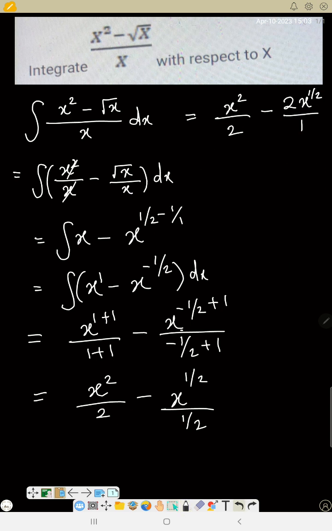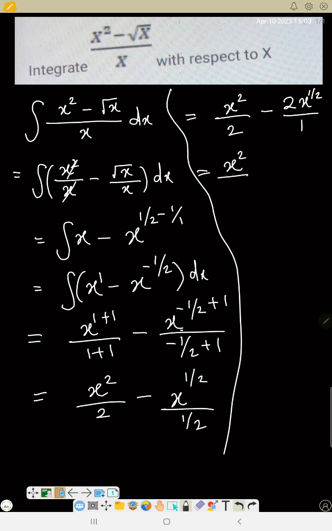Now you can change that s raised to power half back. So this is the same thing as s² over 2 minus 2√s plus c, the constant. So this s raised to power half is the square root of s. So we have solved the question.